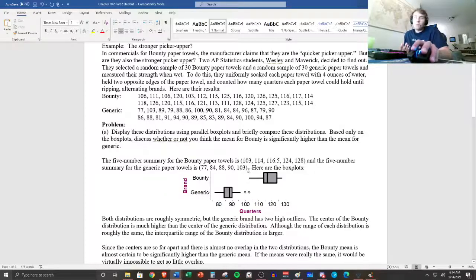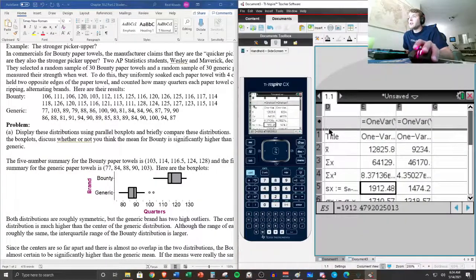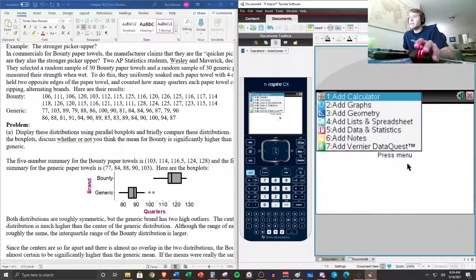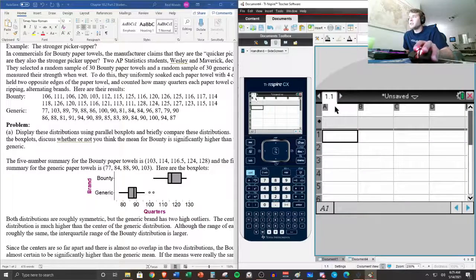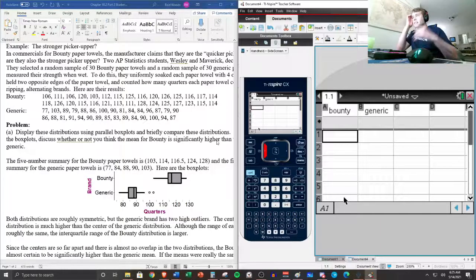So let's recap real quick how you would want to go about creating this on your Inspire. So I'm gonna go ahead and make a new document, lists and spreadsheets. Let's call this one Bounty. Let's call this one generic, keep them straight. And we're gonna go ahead and type in all this data.